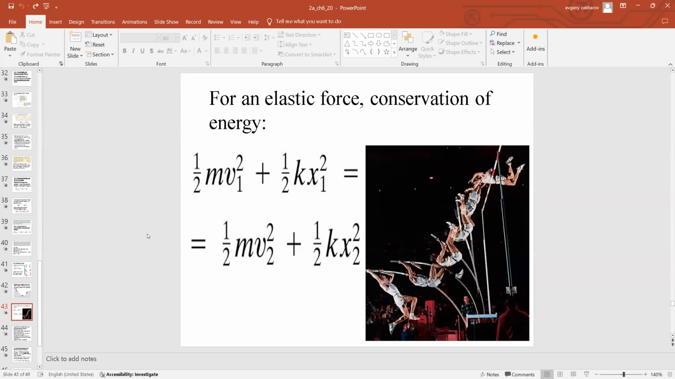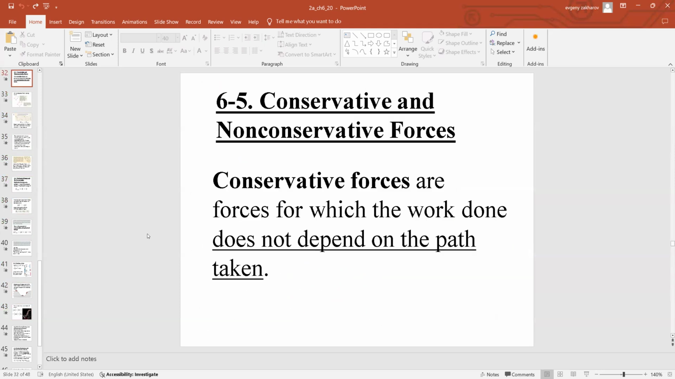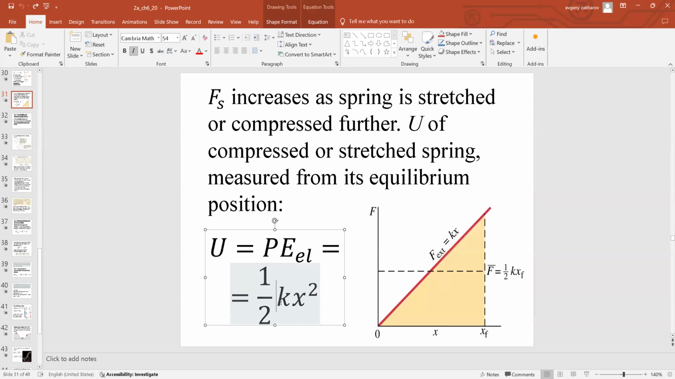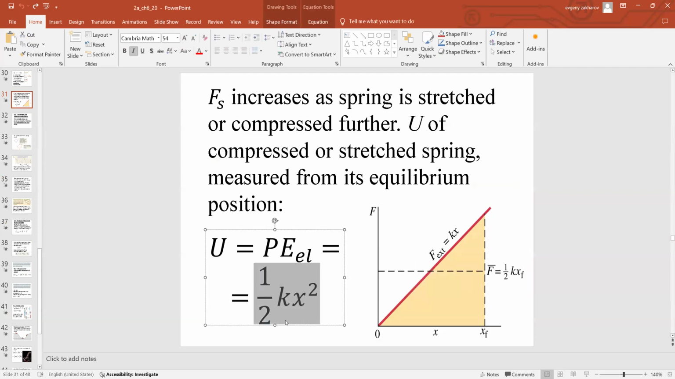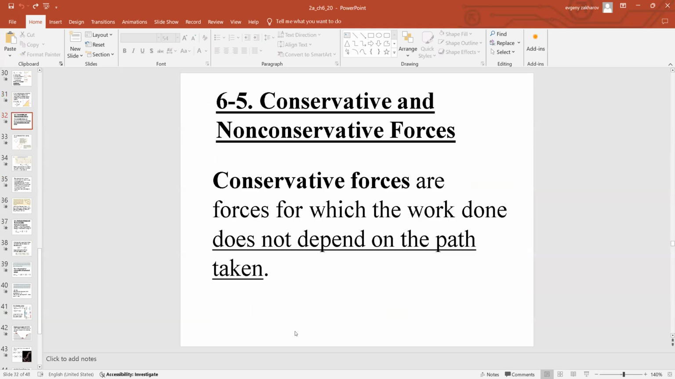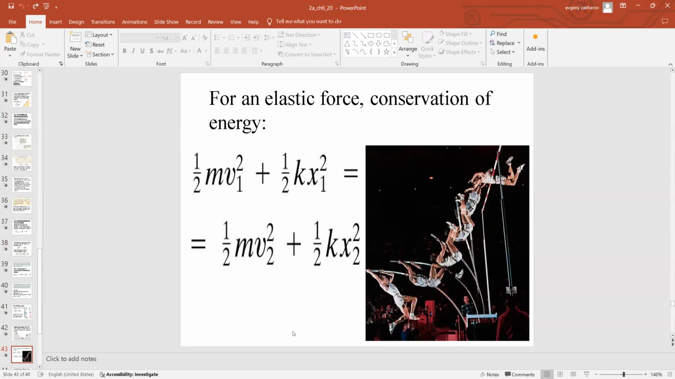For elastic potential energy, remember 1/2 kx squared, we consider an average value between the minimum 0 and the maximum kx squared. You have 1/2 as the average. So elastic potential energy, 1/2 kx squared, for the elastic force questions.